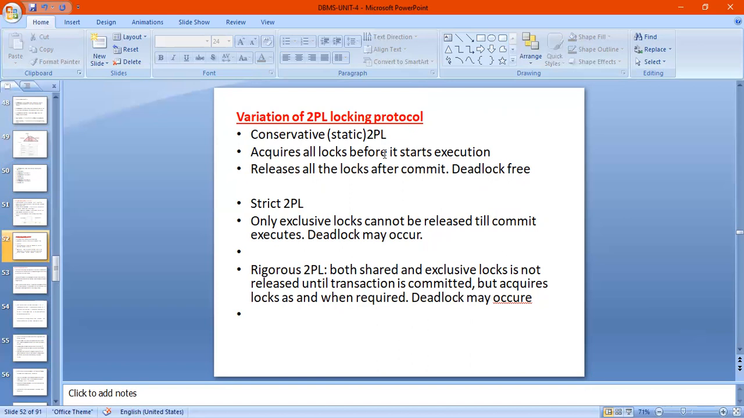Variations of two-phase locking protocol. Conservative static two-phase locking acquires all locks before it starts executing and releases all the locks after commit. It is deadlock free. Strict two-phase locking: exclusive locks cannot be released until commit. Deadlock may occur. Rigorous two-phase locking: both shared and exclusive locks are not released until the transaction is committed, but it acquires locks as and when needed. Deadlock may occur.